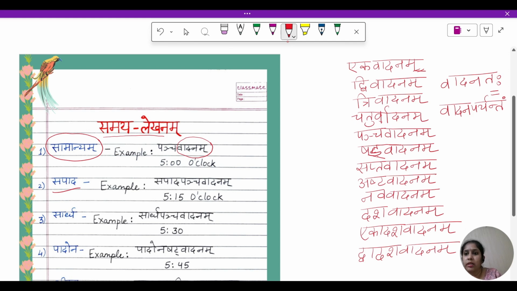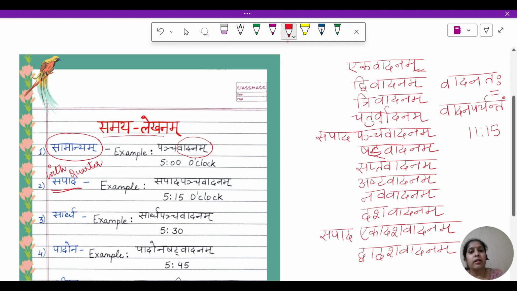Sapad is made up of two words, Sa and Pad. Sa means with, or involved with, and Pad means quarter. So with quarter, that means quarter past some time. If I want to say quarter past 5, just in front of Panch Vadanam, I will be adding the word Sapad. Like if I want to say 11:15, what will it become? Sapad Ekadash Vadanam.